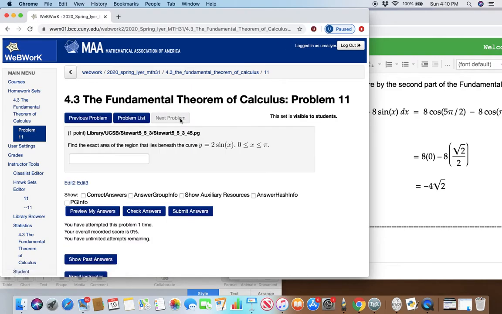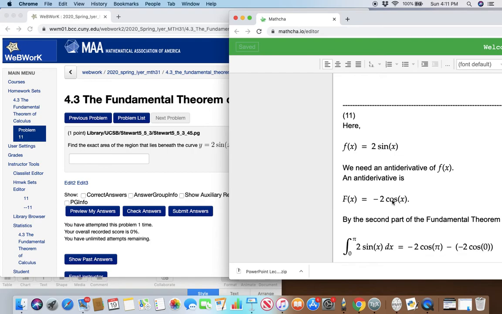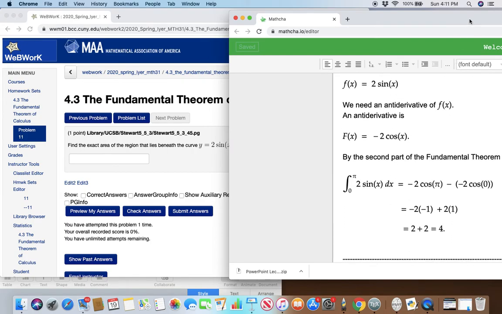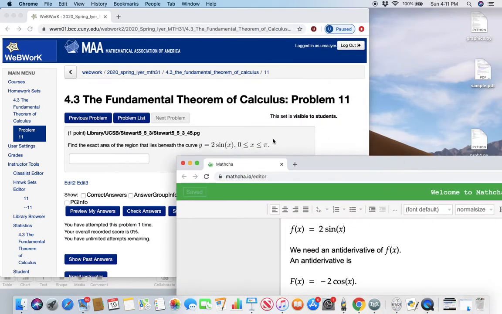The next problem is the last problem. Problem 11. Find the exact area of the region that lies beneath the curve y equals 2 sin x from 0 to pi. Well, exact area beneath the curve, that is precisely the meaning of integration. All right. So f(x) equals 2 sin x and you are going from 0 to pi.